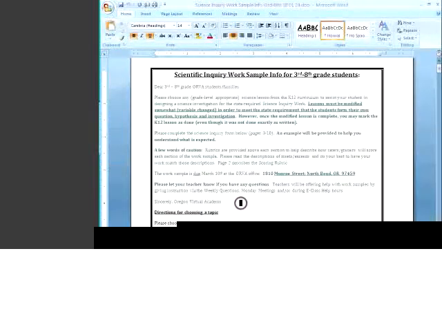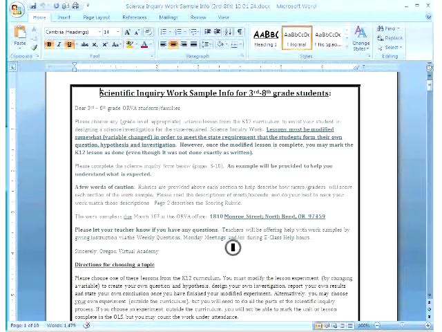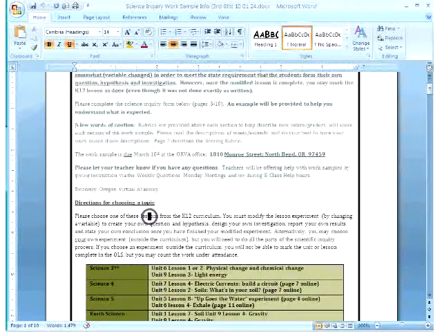Here's the form that you're going to be given. Your teachers will be providing this for you. The first page of the form is some instructions. It explains a lot of the details, so make sure you read it carefully. It also gives you the address to send it to. Make sure that you look at the rubric as well, and it also gives you some directions for choosing a topic.